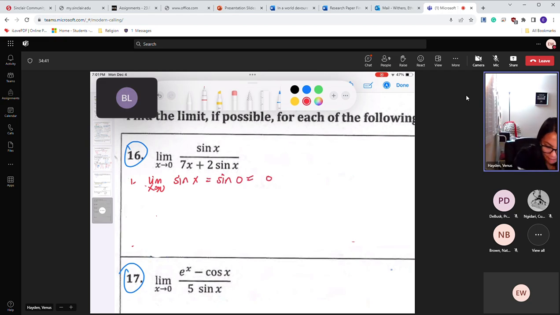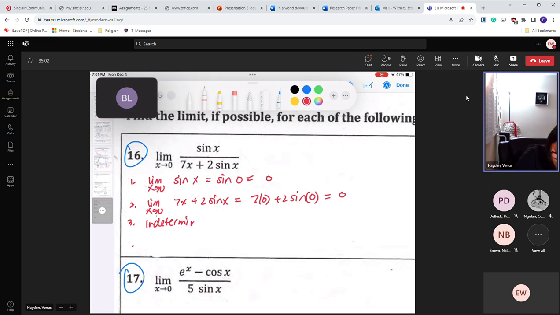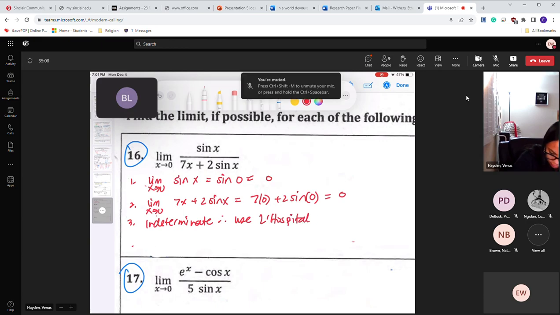Now let's prove that the limit as x approaches 0 of the denominator, 7x plus 2 times the sine of x, gives us 7 times the 0 plus 2 times the sine of 0. That gives us a value of still 0. We could say that it is indeterminate. Therefore, use L'Hopital's rule.